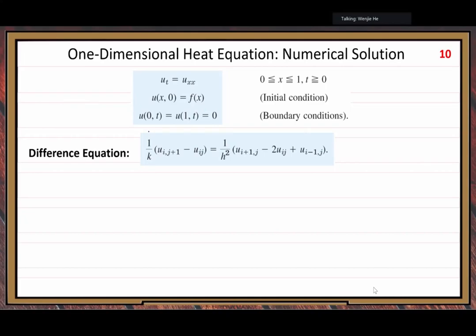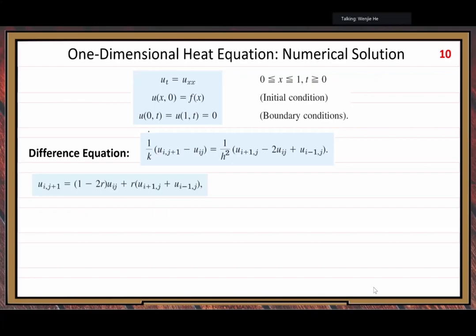The difference quotient corresponding to the t variable, right? For the x variable, our first subscript, the i subscript, corresponds to the x variable, but we need to use the second derivative representation. So that's our approximation equation, the difference equation.